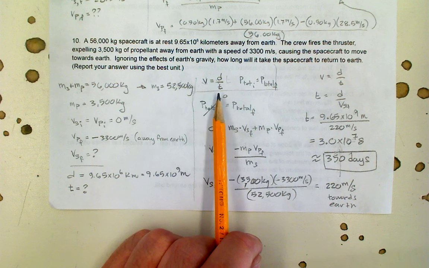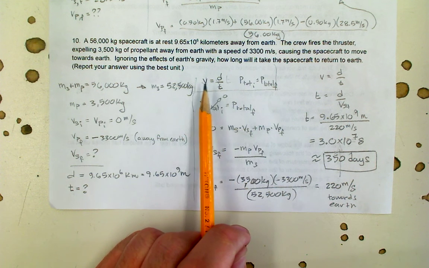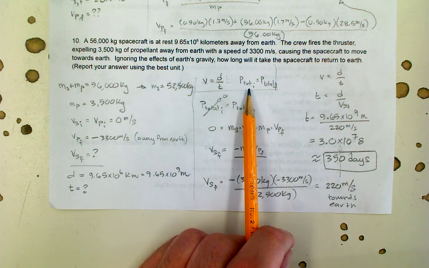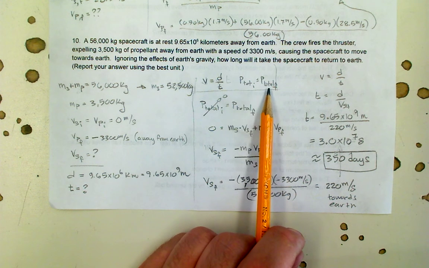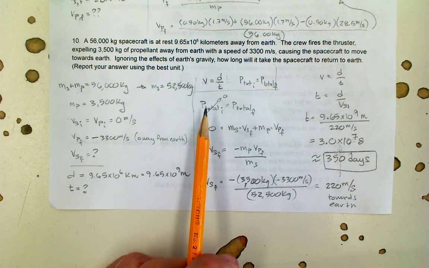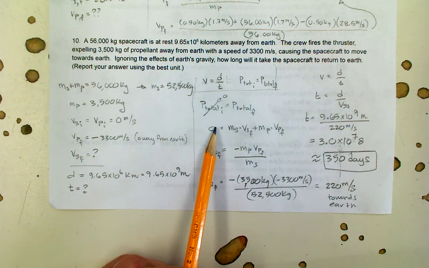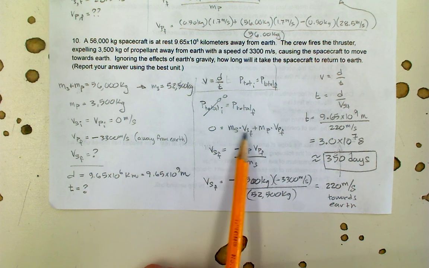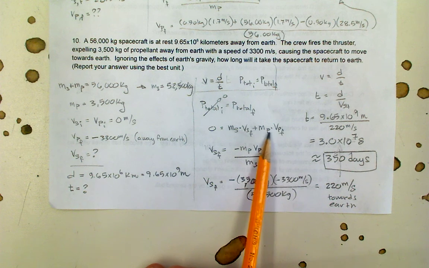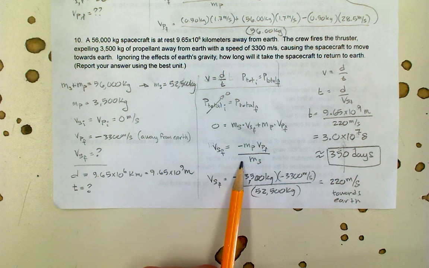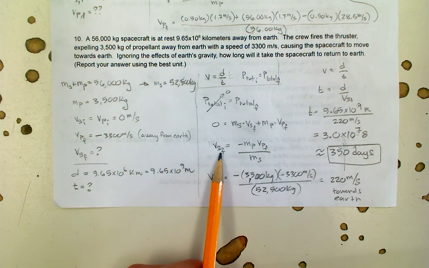And that's why over here I listed two formulas. Velocity equals distance over time, and the total momentum initially equals the total momentum final. And I'm going to start with this relationship. Initially they're at rest, so the initial momentum is 0. And that makes our lives pretty easy. We just have the final momentum of the spacecraft plus the final momentum of the propellant, and they must sum to 0.